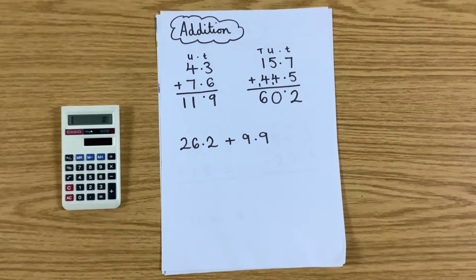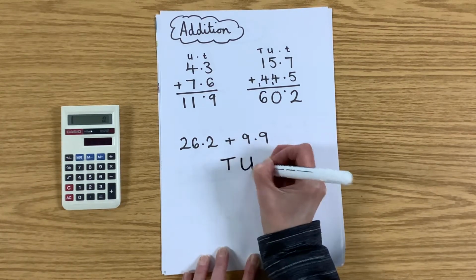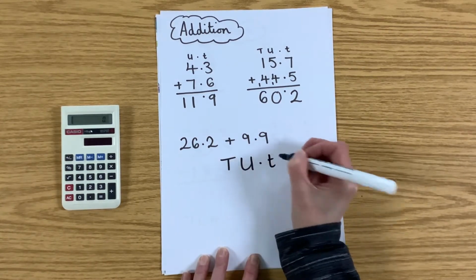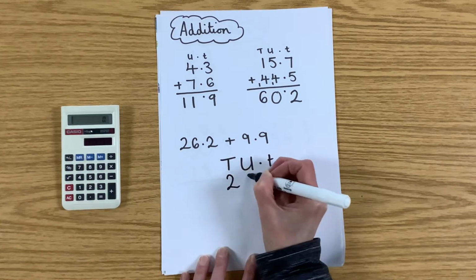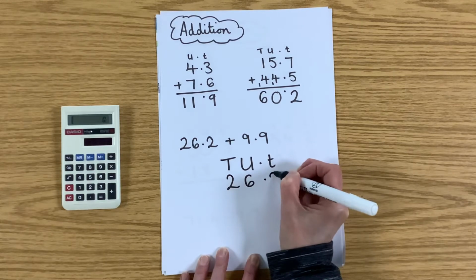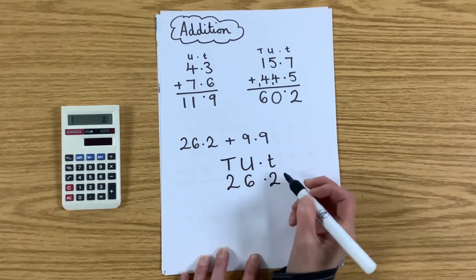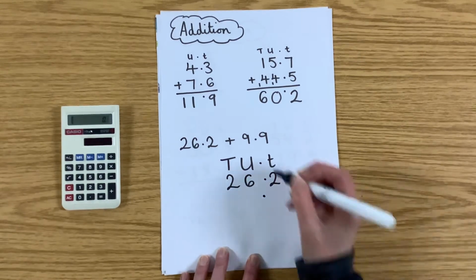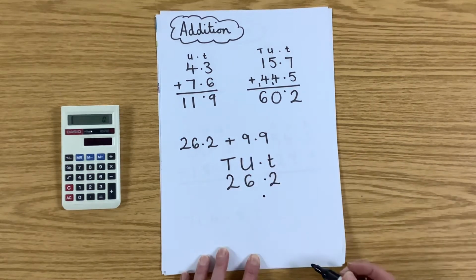How would I set out this question, P6? 26.2 add 9.9. Well, let's have a think. If I think about my tens, units and tenths, 26.2 is 2 tens, 6 units and 2 tenths. Now, before I write in the 9.9, I'm going to put the decimal point in underneath the other decimal points. Where am I going to be putting the 9.9?